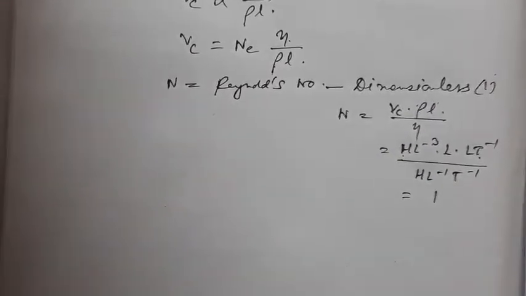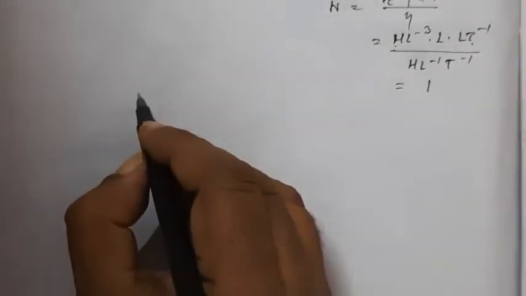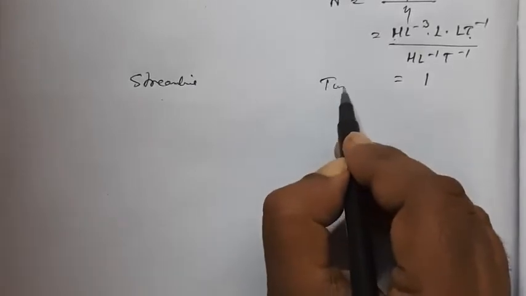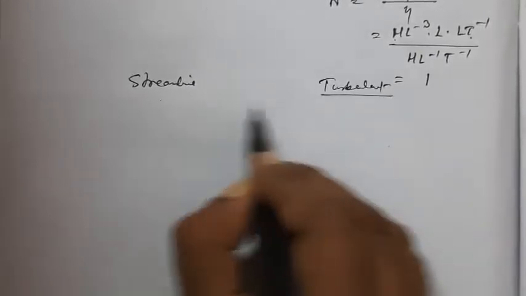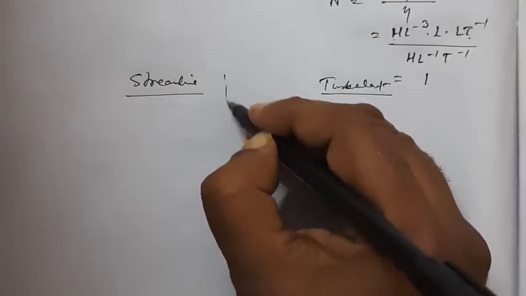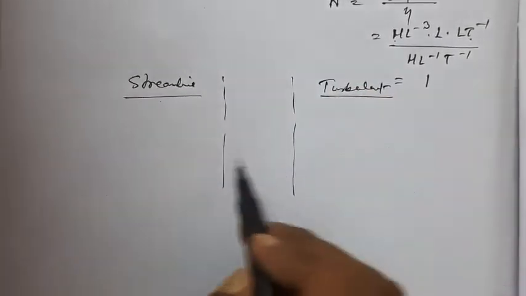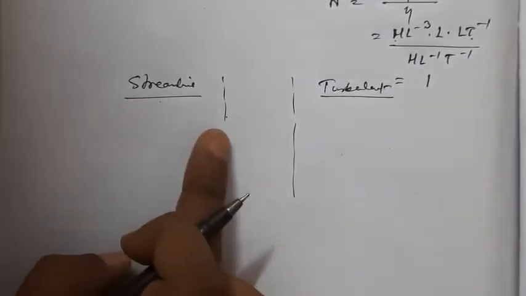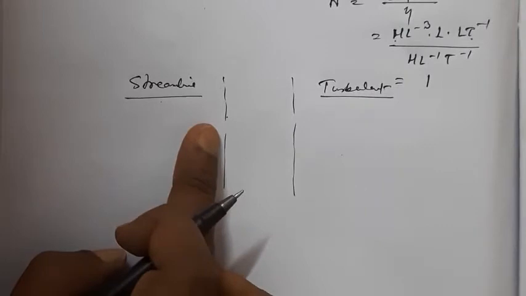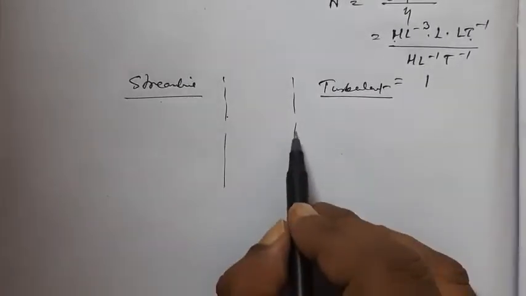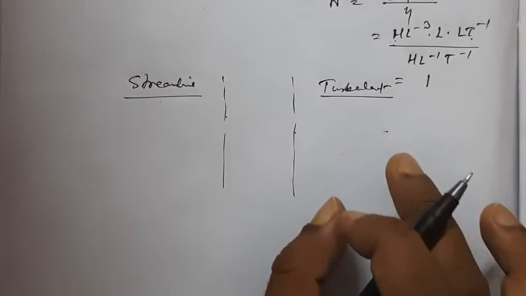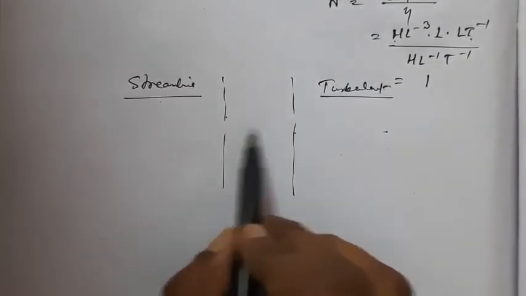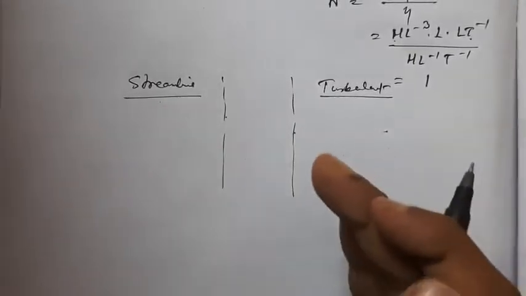Now, to understand, we take the transition from streamline to turbulent. What happens? I draw two lines. Within this range, the motion is absolutely pure streamline, and beyond this line, it is clearly a pure turbulent motion. But in this range, it is a mixed motion. Streamline and turbulency occur at the same time.